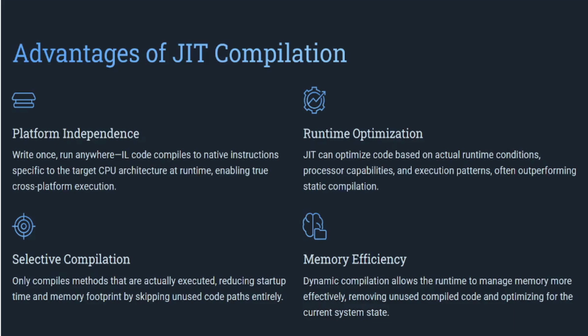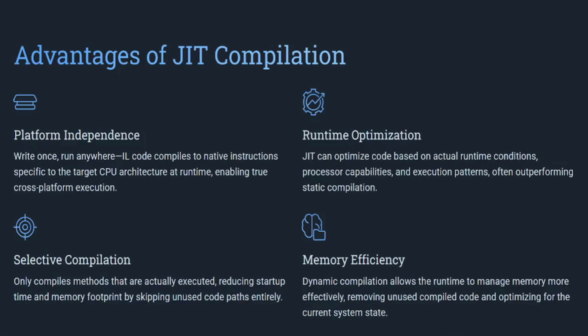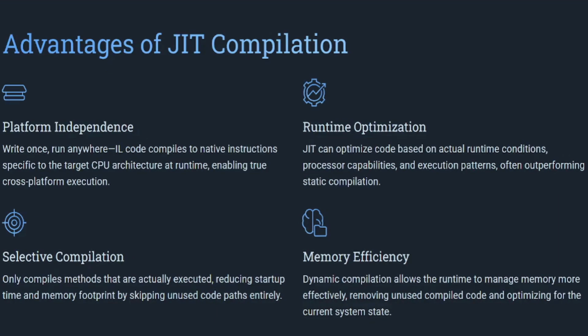Another important thing is selective compilation. JIT doesn't compile everything. It compiles only the methods that are actually used. So, if some part of the code is never used, it simply won't be compiled at all. And finally, memory efficiency. Since everything is not compiled at once, memory is used in a better way. Only required code is kept and unused code can be removed if needed. So overall, JIT helps in making .NET applications more flexible, efficient, and optimized at runtime.